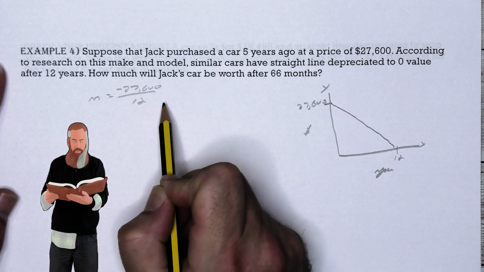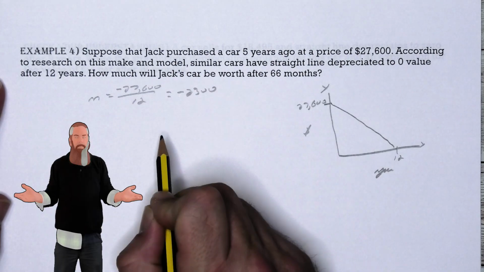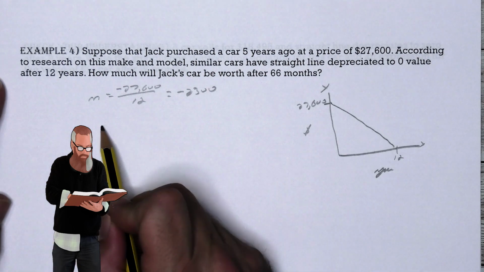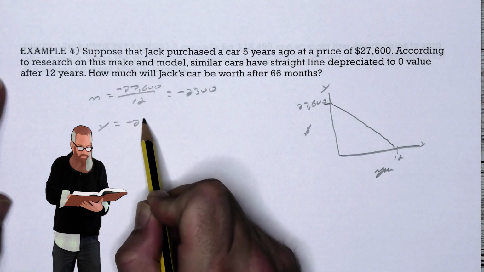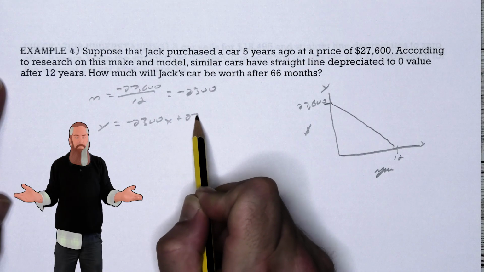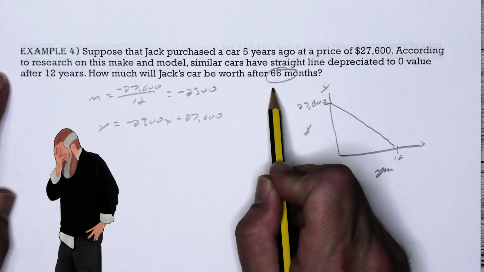So my slope m would be negative 27,600 divided by 12. This means I have a negative 2,300 slope. It already gave us our y-intercept of 27,600. So y is negative 2,300x plus 27,600. 66 months, this is our time.